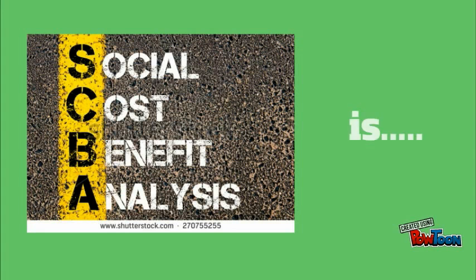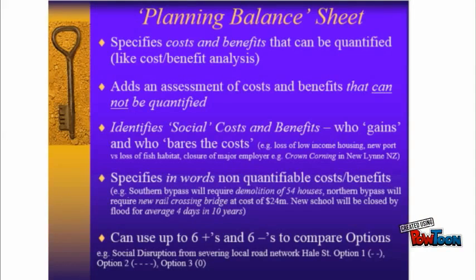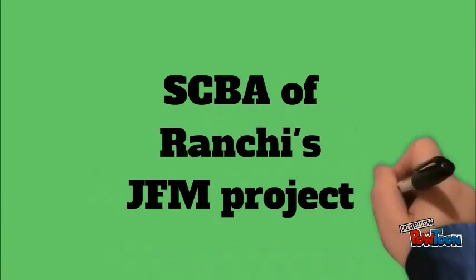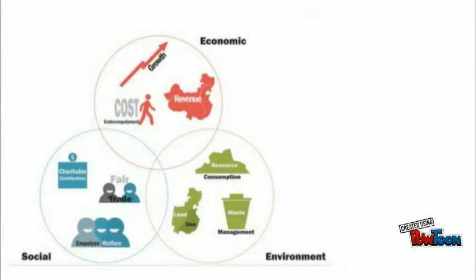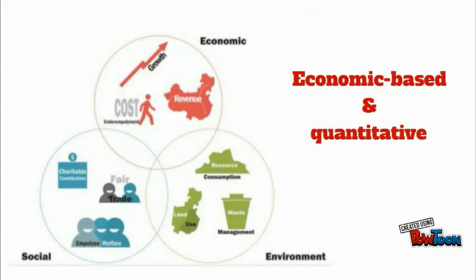SCBA is a type of planning balance sheet, or PBS, as it also identifies costs and benefits that are not quantifiable. The critical examination of the SCBA of Rachi's JFM project shows that it has significant limitations as an analytical tool in understanding the complexities of social and environmental impacts, as it tends to be more economic-based and quantitative. Here's a quick look at the methodology of the study.